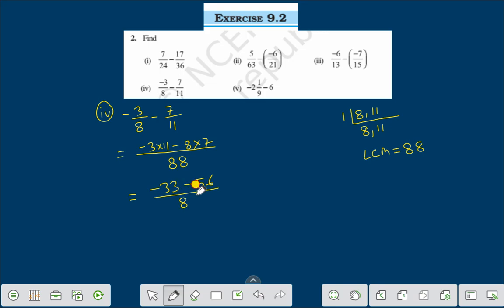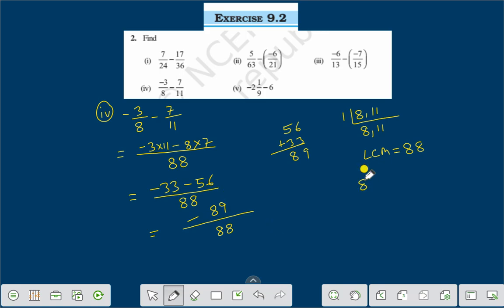So that is 56 by 88. Both are minus, therefore they will be added, that is 56 plus 33. 6 plus 3 is 9, 5 plus 3 is 8, so 89. Therefore, the answer is minus 89 by 88.